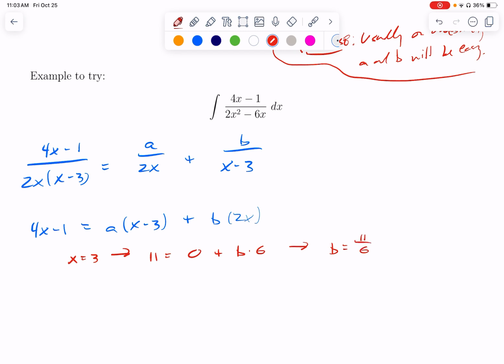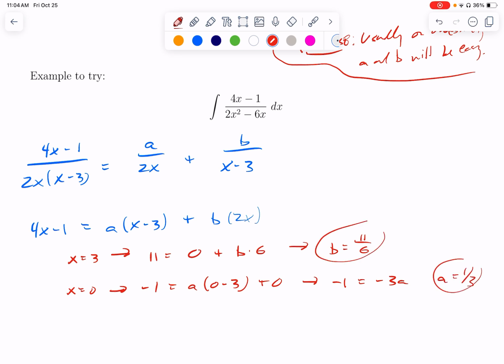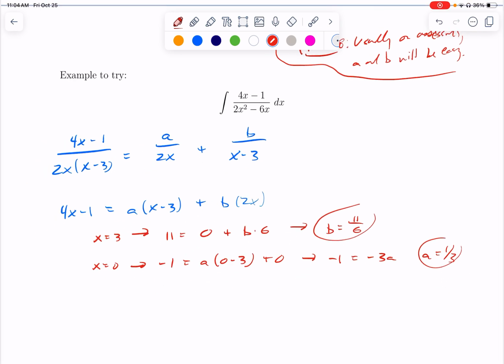If I plug in x equals 0, I get negative 1 equals a times 0 minus 3 plus 0. So that's negative 1 equals negative 3a. So it looks like a equals 1/3. Right, so that was relatively painless. They're not the simplest coefficients, but we got them pretty quickly.